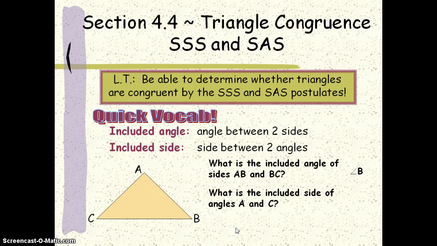What is the included side of angles A and C? Well, here we have angle A and angle C, so the included side would be the side in between, and that would be side AC. And then finally, what sides include angle A? Well, angle A is included in two sides, side AC and side AB. So AC and AB.